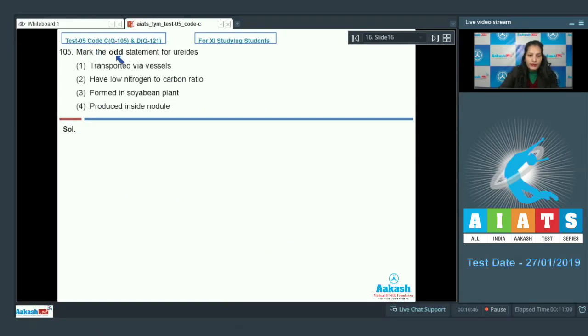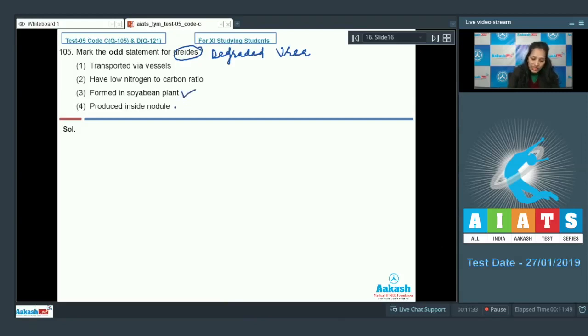Question number 105. Mark the odd statement for ureides. First option, transported via vessels. Second, have low nitrogen to carbon ratio. Third, formed in soybean plant. Fourth, produced inside nodule. What are ureides? Ureides are degraded urea. Some leguminous plants transport the nitrogen in the form of ureides, and ureides are nothing but degraded urea. For example, soybean. So soybean transports the extra nitrogen in the form of ureide.